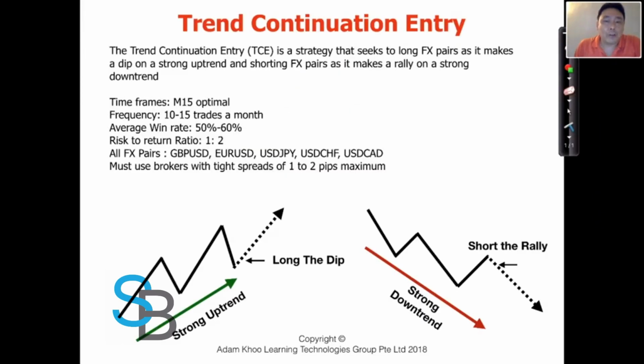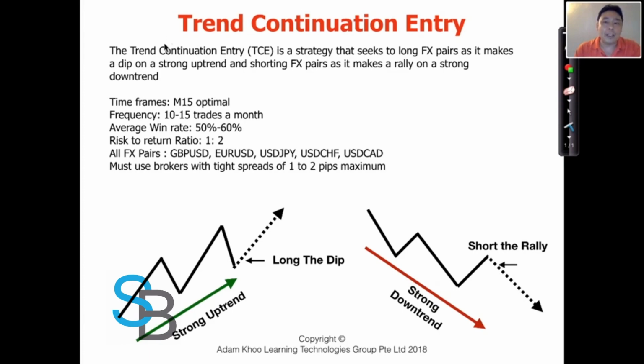Alright, so welcome to the trend continuation entry. I call it the TCE strategy. This is basically an upgrade of my original moving average bounce strategy. This upgraded strategy is a lot more flexible. You can find a lot more trades in a month, and at the same time, it's got a much higher win rate and profit expectancy. So let's get down to it.